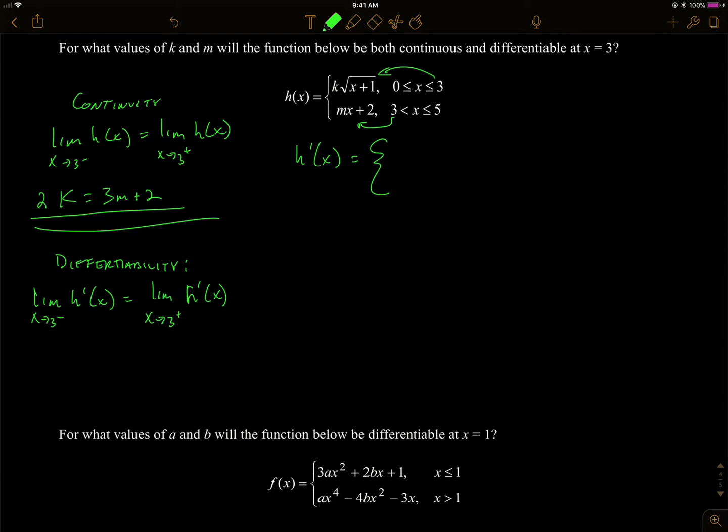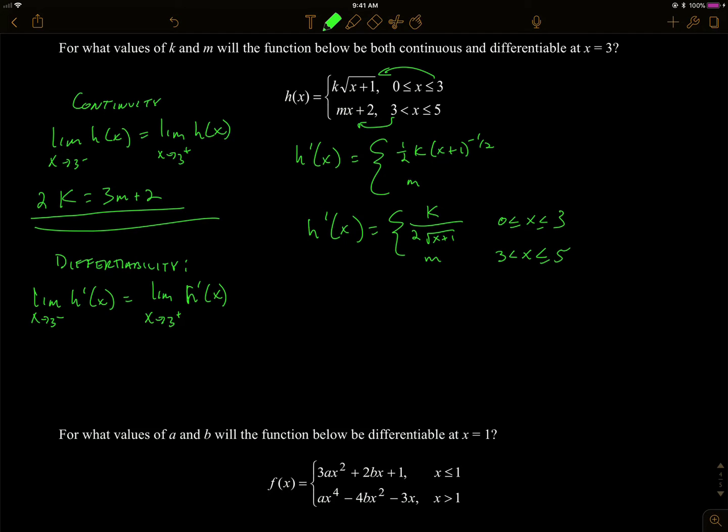So now I need to take the derivative of that piecewise function. I do the chain rule: the 1/2 comes down times the k. Remember, you're just treating k as a constant, to the negative 1/2 power, and then I multiply by the derivative of the inside, which is 1. Then the derivative of mx plus 2 is just m, because m is a constant. I rewrite the top one and simplify it to k over 2 times the square root of x plus 1.